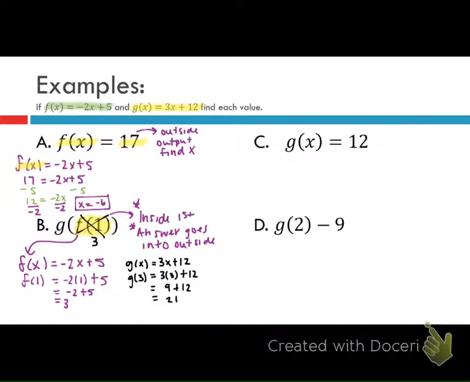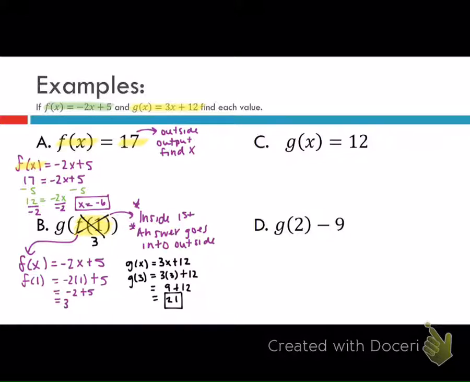Okay, so what is our answer here, Blaine? 21. That 3 is just there as part of the process. It's not our final answer. It is a step in the way to get to our answer.